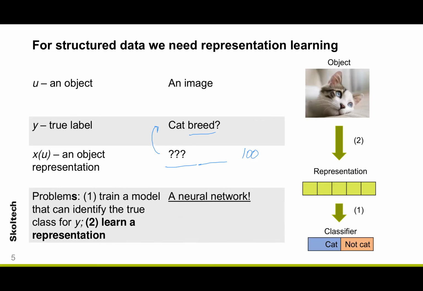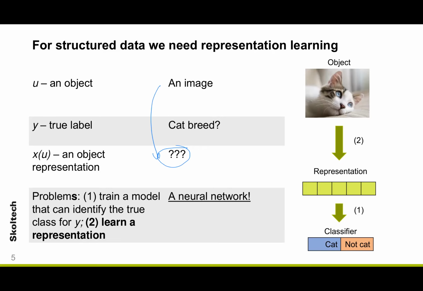Unfortunately, this does not work so well if we consider more structured data. A typical example of structured data is an image, a text or a sequence of events. And in all these cases, the problem is that we don't have a direct mapping from an image or another structured object to an object representation.